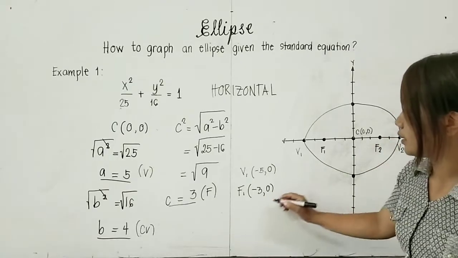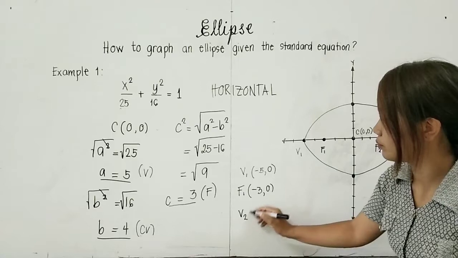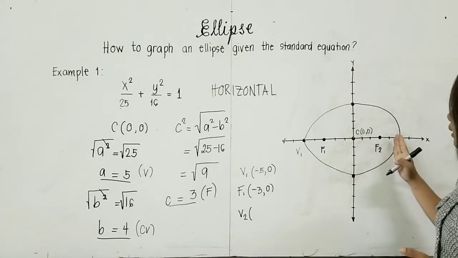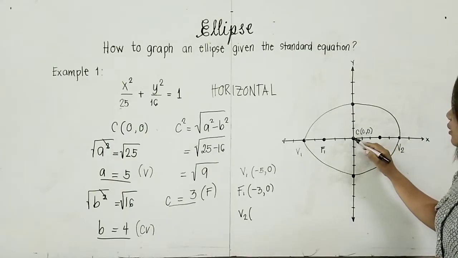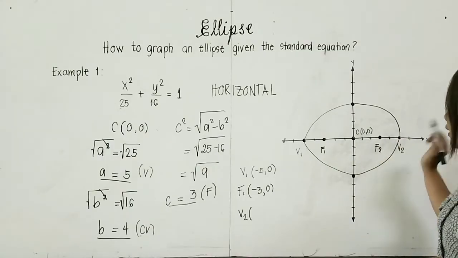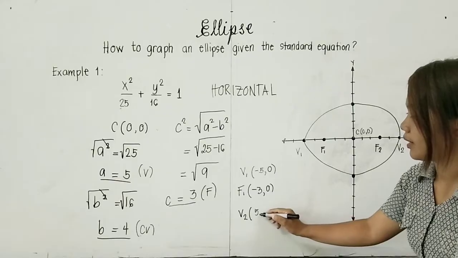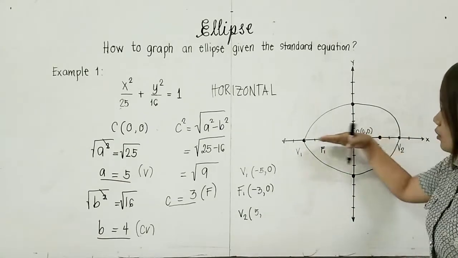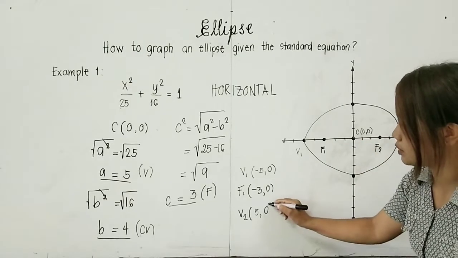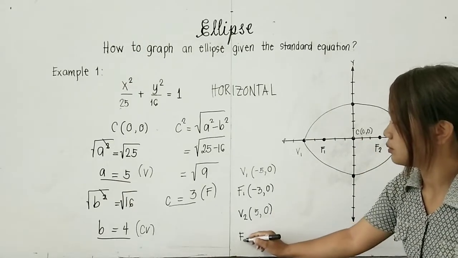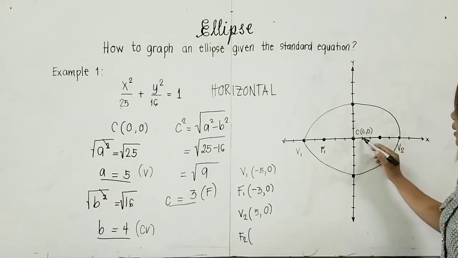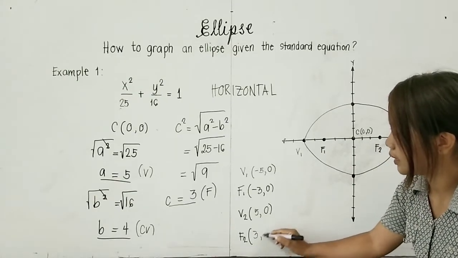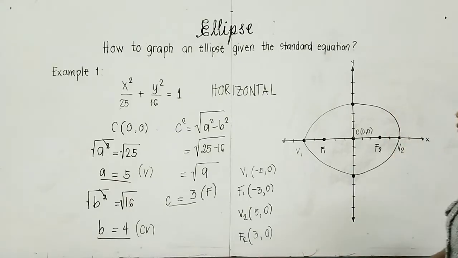Next is our vertex 2. Our vertex 2 is positive because it is at the right of the y-axis. So we will count from the origin 1, 2, 3, 4, 5. So we have positive 5. Again, they are all straight at 0, so its y is also 0. Our focus 2, we have positive 1, 2, 3. So its x is 3 and its y is also 0.